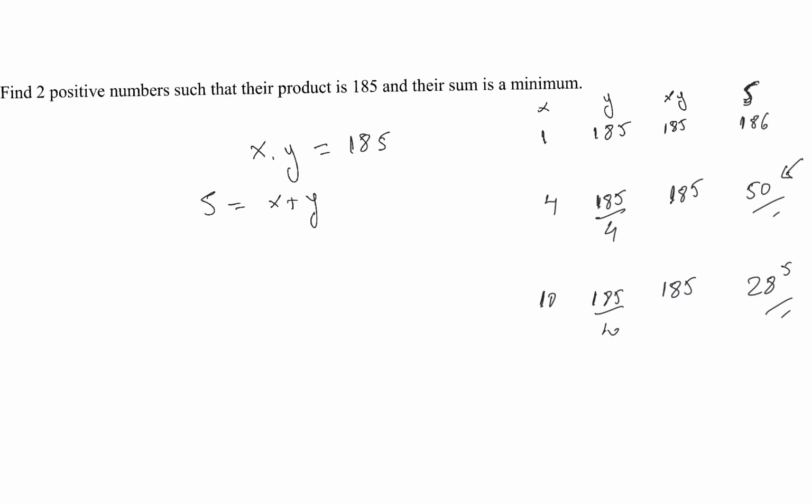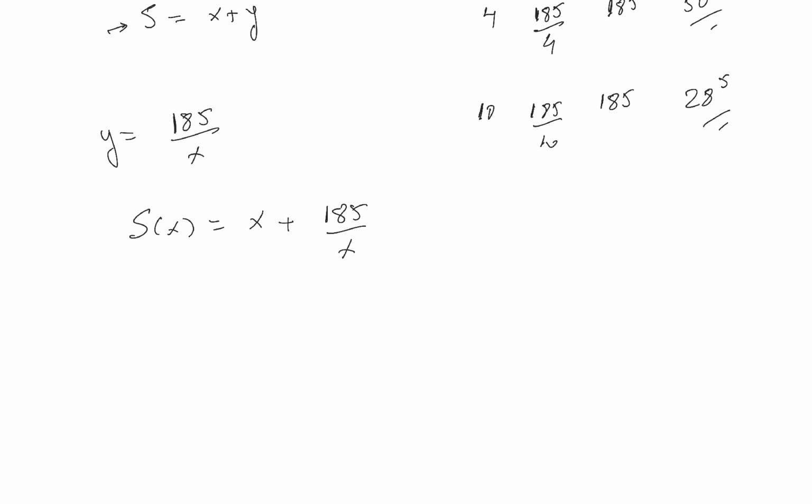So how do we do this problem? We need to minimize the sum, this function. But we know that x multiplied by y is 185. So the y is 185 divided by x. So the sum depends on x as x plus y. But y is 185 divided by x. And now we want to find the minimum. The minimum happens when the slope is 0.